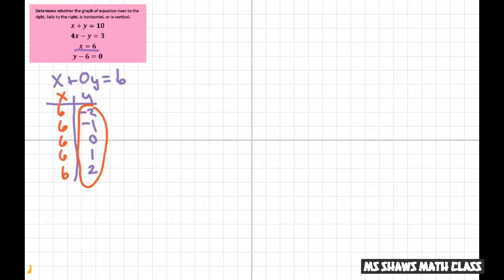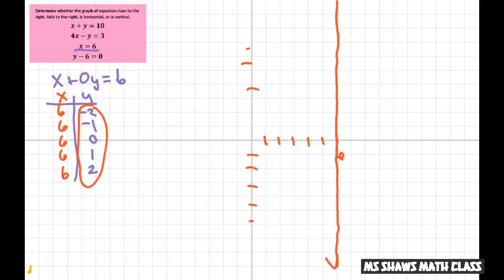So that just means everywhere you go to 6, 1, 2, 3, 4, 5, 6. There it is. And no matter what your y is, no matter what any of these y's are over here, you're always going to get a 6. This is not a function because this 6 has different y's and it can only have one y. But this is a vertical line.